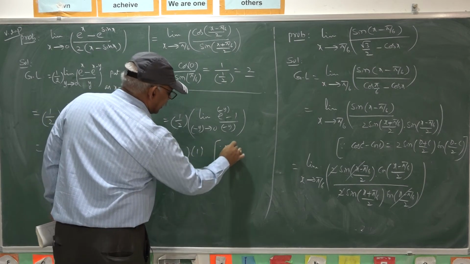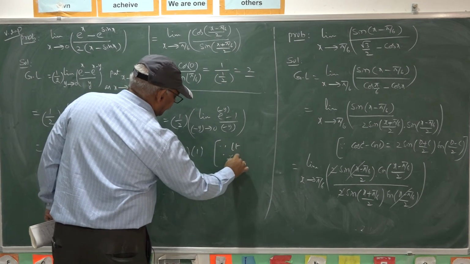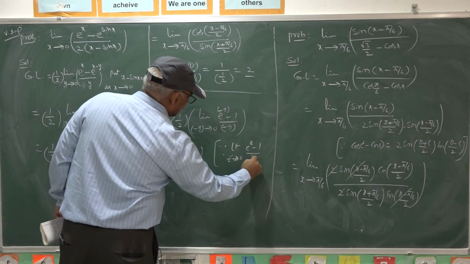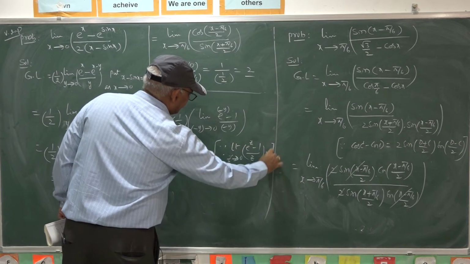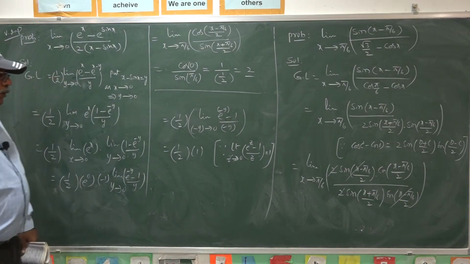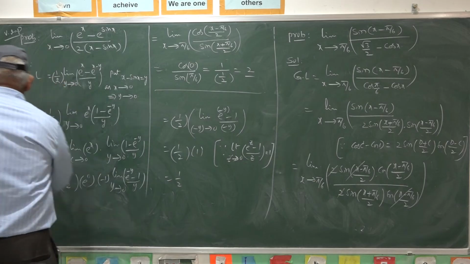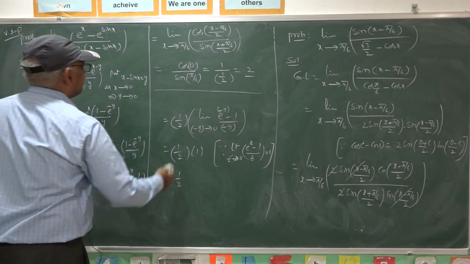The formula is, as the variable z goes to 0, e power z minus 1 by z is 1 itself. So the required limit is 1 by 2. The required limit is 1 by 2. That is our problem.